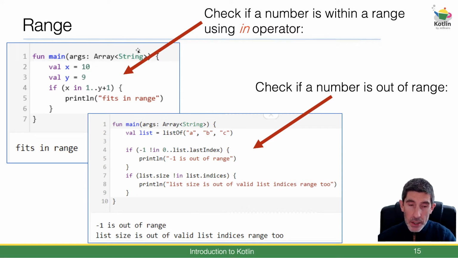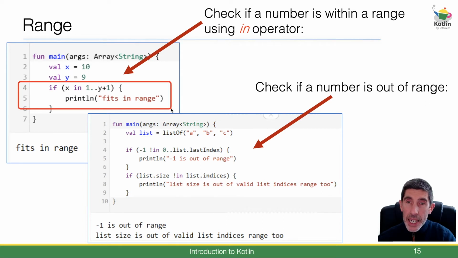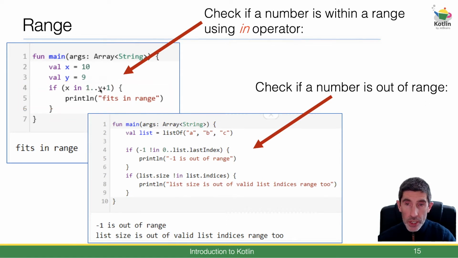If x in 1..y+1, so we're using the in operator to check a range going from 1 up to whatever y plus 1 is. In this example, obviously y plus 1 is 10. So if x is in that 1 to 10 range, print to the console "fits in range", which is what we get.